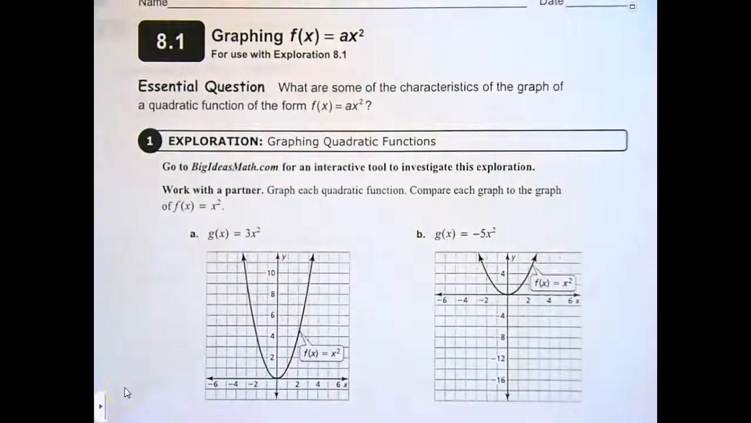Today we're going to talk about graphing quadratic functions in the form f of x equals ax squared. If we relate this chapter to last chapter, we were solving quadratic functions by factoring. This chapter you're going to be graphing them, and we'll talk about where a lot of those solutions end up showing up on your graph. So to begin with, I want you to look at page 245.